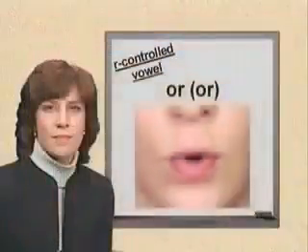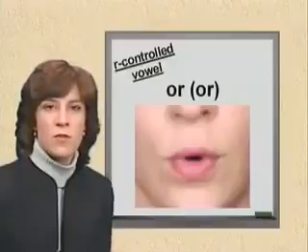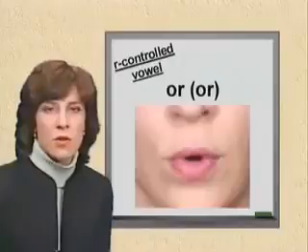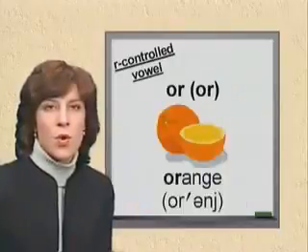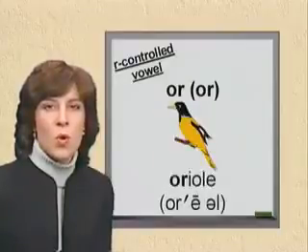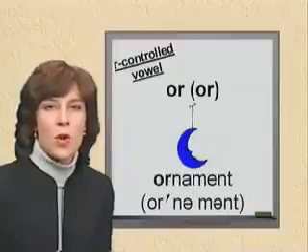O-R. Or. The O-R sound is made by puckering the mouth to form a small oval with the lips, while gently biting their edges. The teeth are apart but not shown. The tongue is in the middle of the mouth. Or. Orange. Oriole. Ornament.